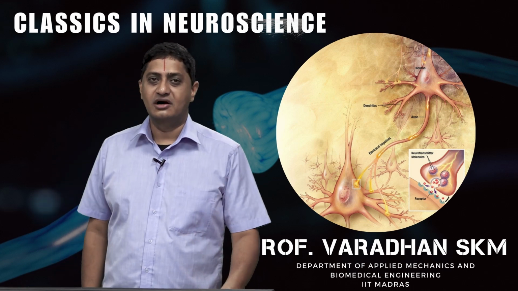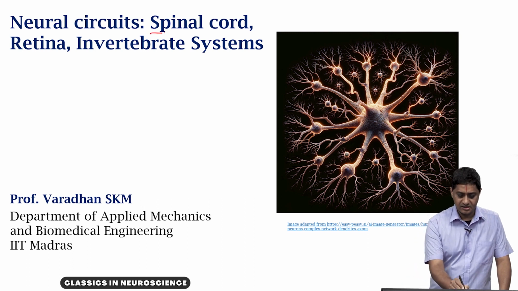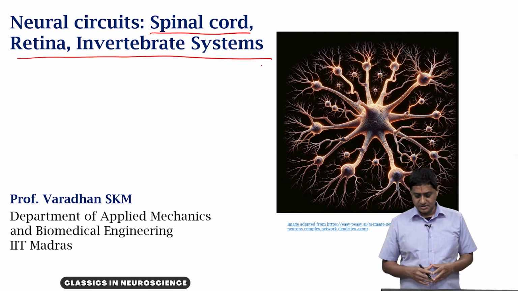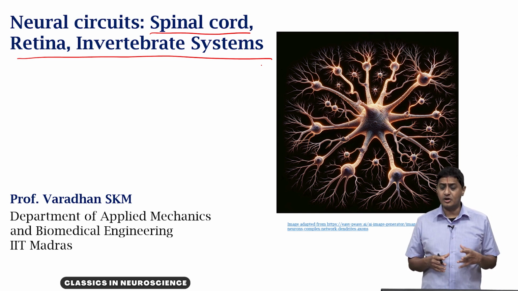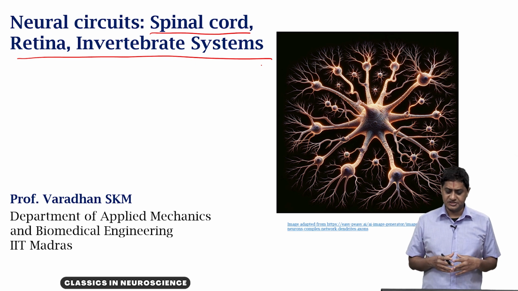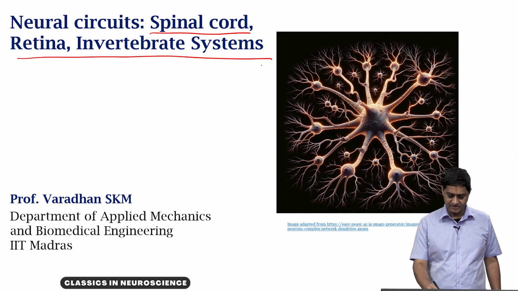Welcome to this course on classics in neuroscience. From this video onwards, we will start looking at a new topic, neural circuits, specifically circuits of the spinal cord, retina and some invertebrate systems. Shown here is a 3D rendering of a neuron with dendrites and axons, a relatively complex architecture, a complex network of a set of neurons perhaps with complex dendrites.